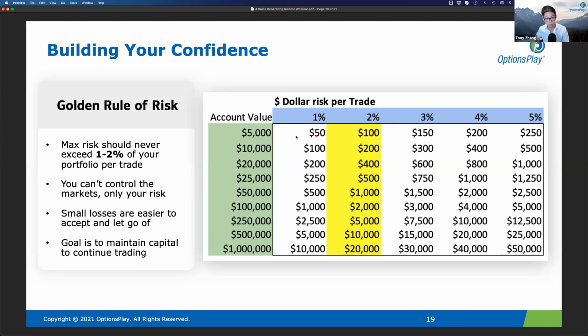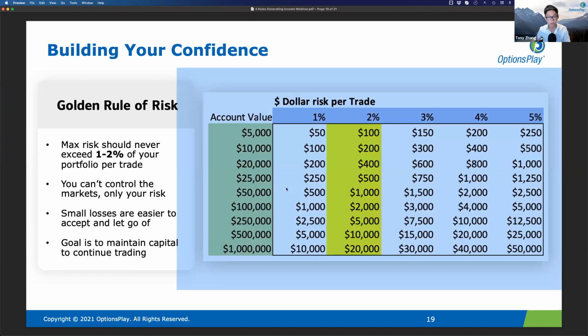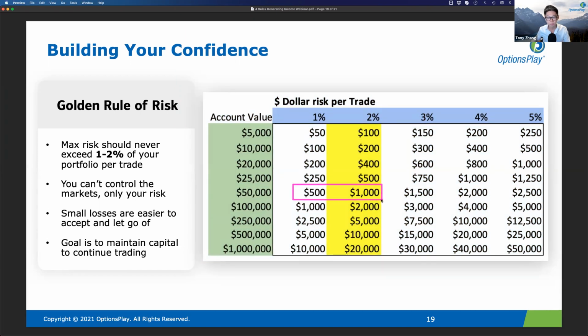So I have a table here of account values. And you can find yourself where you lie on the spectrum. You could have a $5,000 account, you can have a few $1 million account. Whatever your account size is, what you need to look at are these two columns. So let's say you have a $50,000 trading account. What you want to look at is this $5,000 to $1,000 number. The max loss on a credit spread that you sell should never, ever exceed that number.